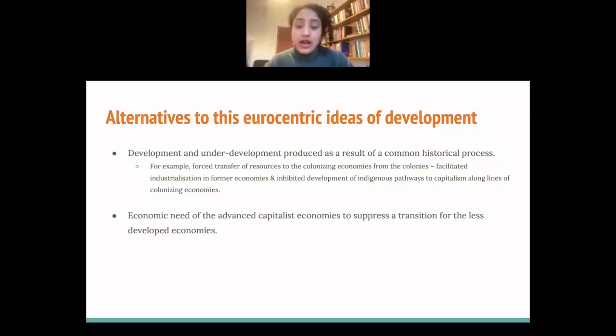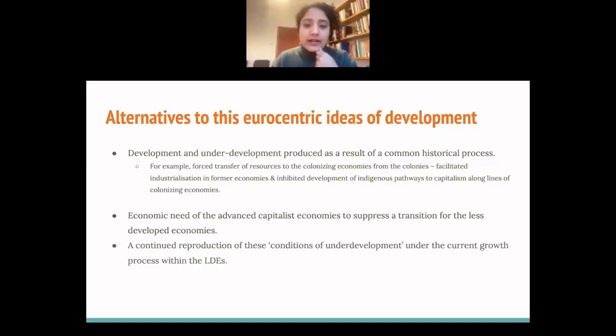Other alternative ideas say that it is usually the economic need of the advanced capitalist developed economies that suppresses some sort of a transition for the less developed economies. That, okay, you actually need agriculture imports coming from a lot of these less developed economies, so you actually don't want them to industrialize. Or even in the value chain literature, you see a lot of developing economies remaining stuck at the lower end of the value chains, which, given the more power of developed countries in the market, is something that's desirable so that you can have cheap access to a lot of these goods.